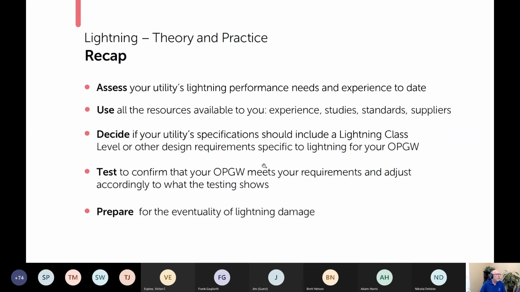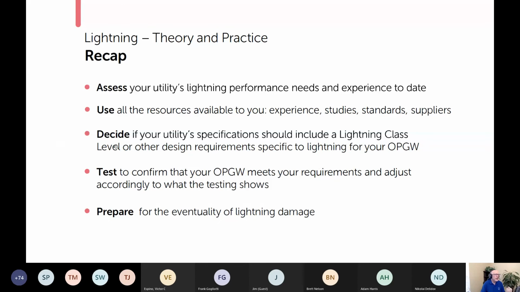So we're coming to the end now. Here's a quick recap. Yes, utility lightning performance needs based on your experience to date. We've talked about direct experience. We've talked about the studies, which I admit don't really help a whole lot. The standards. And suppliers. So really your experience, insurance and suppliers, those are your main resources available to you.